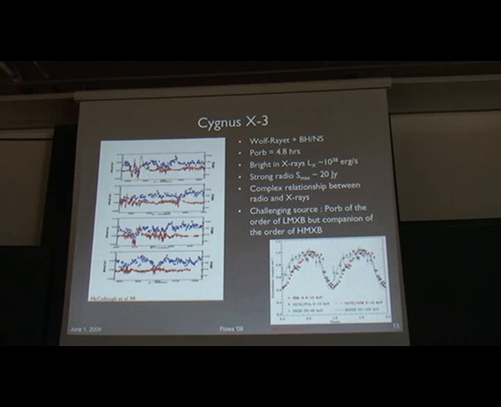So Cygnus X-3 is very interesting because it has a companion of the order of a high mass X-ray binary, but an orbital period of the order of a low mass X-ray binary. It's a very strong radio source. Some of the strongest flares have been measured at about 20 Janskys. Definitely the strongest galactic X-ray binary radio flare. And there's a very complex relationship between the radio and the X-rays, as we will see. And it exhibits orbital modulation in the soft and hard X-rays.